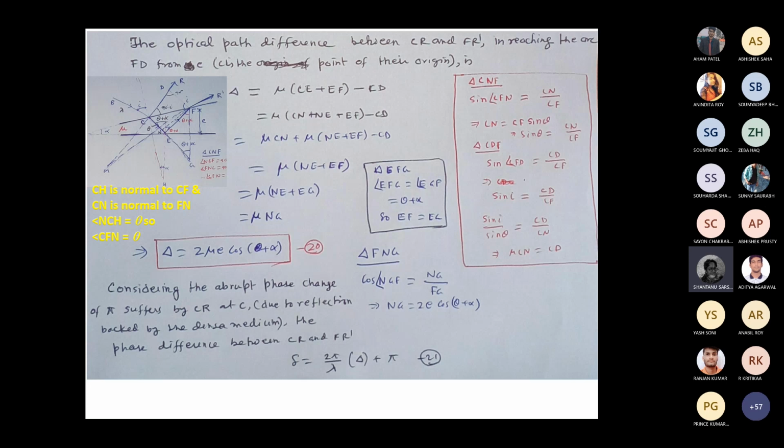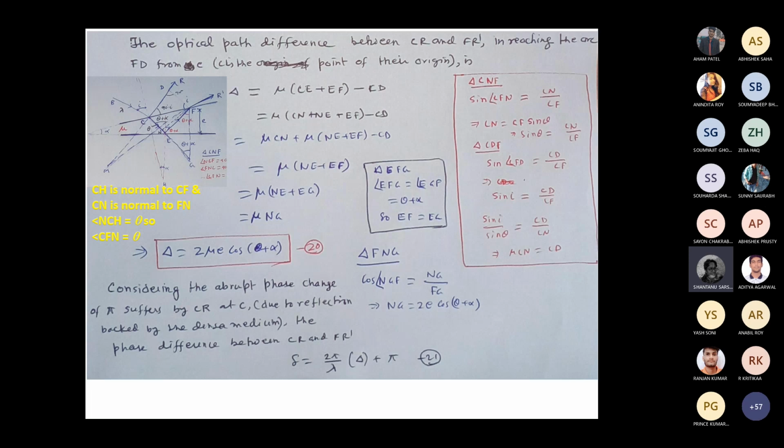So if we divide these two, sine theta is CN by CF and sine I is CD by CF, then we get mu into sine I by sine theta is mu, that is the refractive index of the medium of this film. And that is, mu into CN is CD. So we got CD is equal to mu into CN. We will use this equation later on.